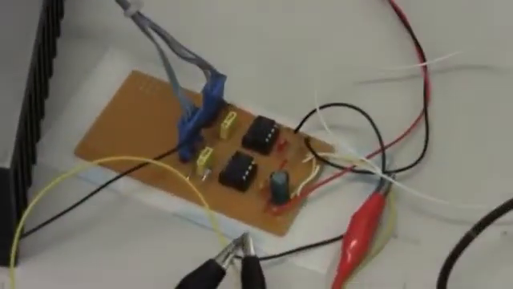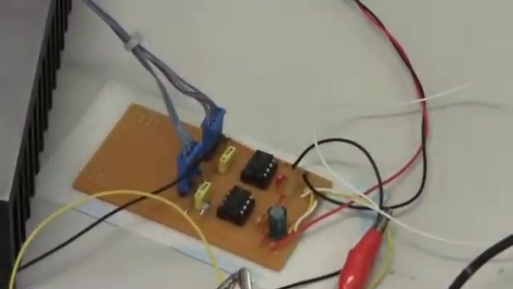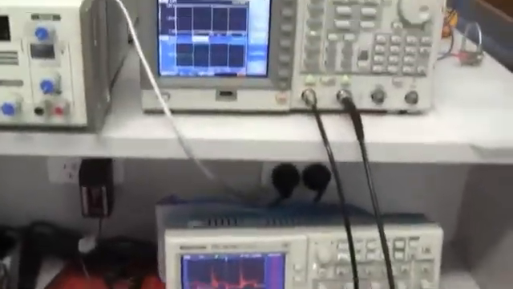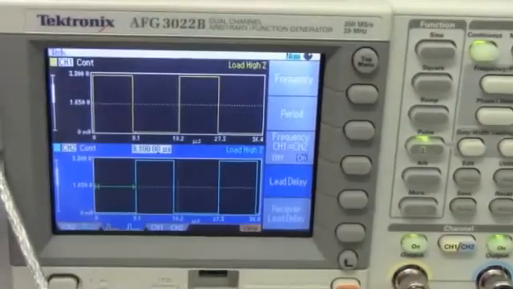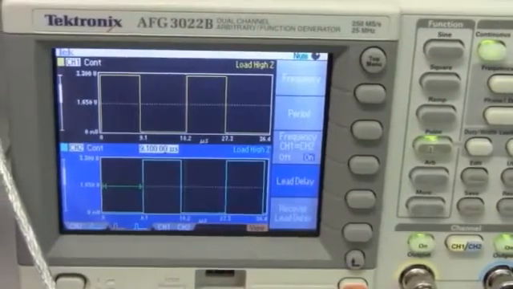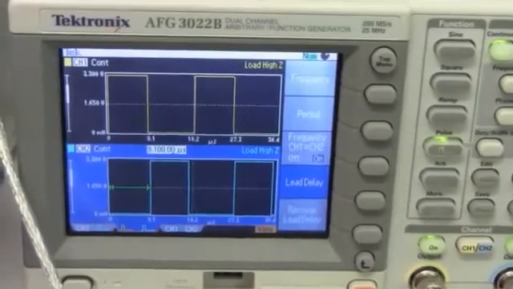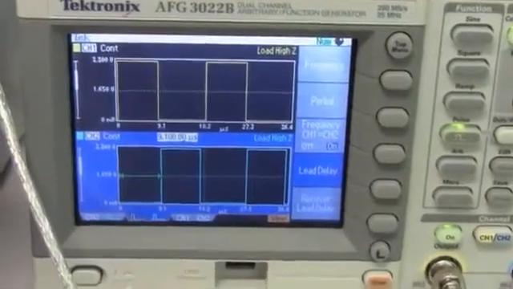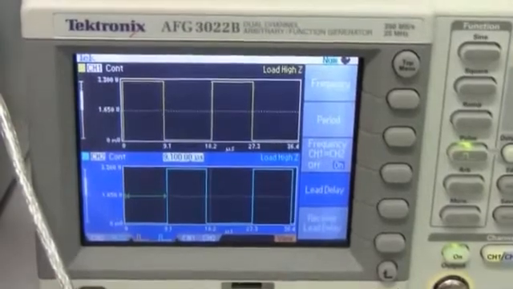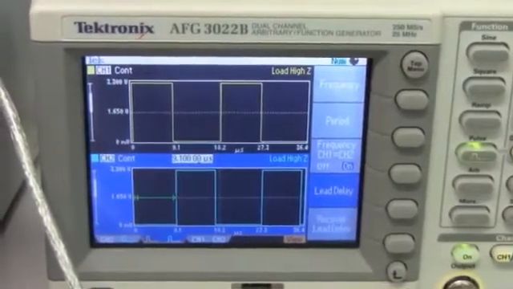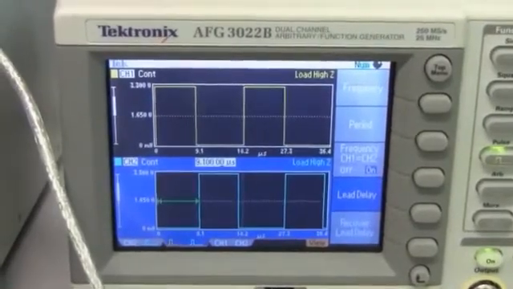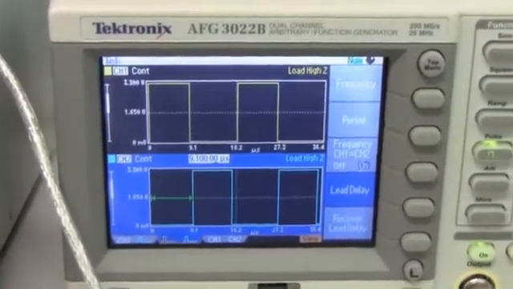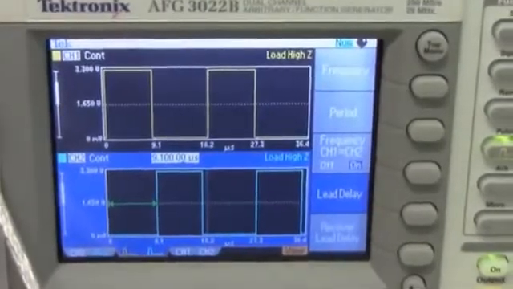This is a pair of half bridge drivers, and those are the signals that drive them from here. This is the function generator, which is driving that circuit with paired 55 kilohertz signals. They're out of sync by 180 degrees to get that resonant circuit driven properly. The resonant circuit is around 55 kilohertz, so you can see the delay is half the period between the two.